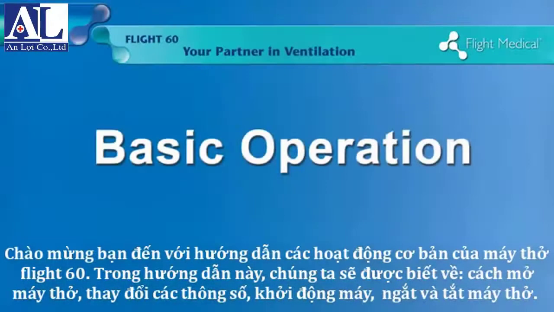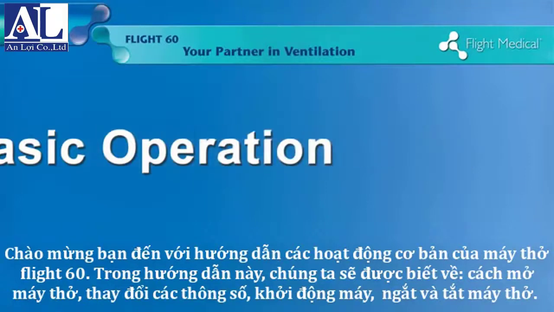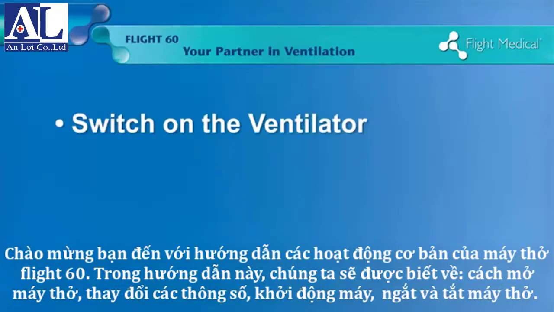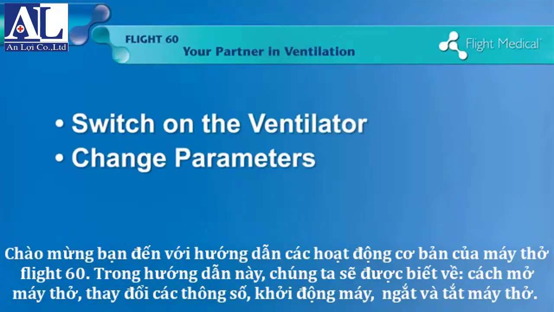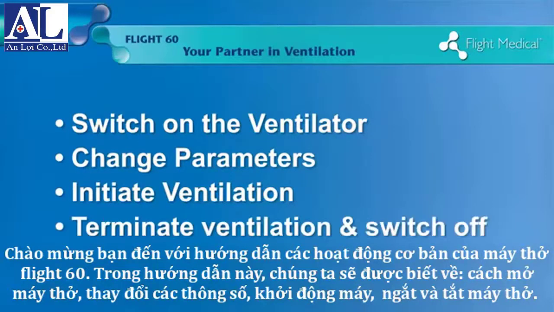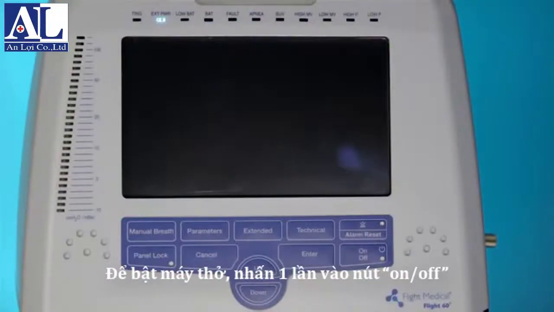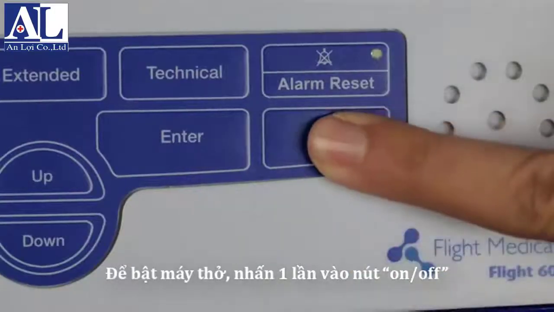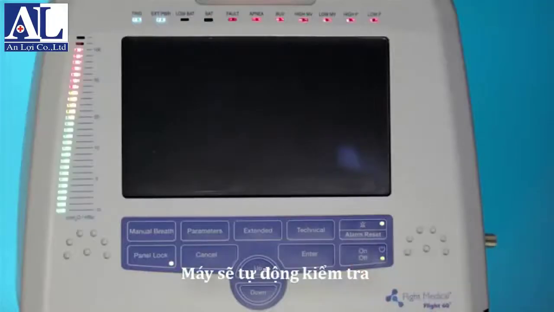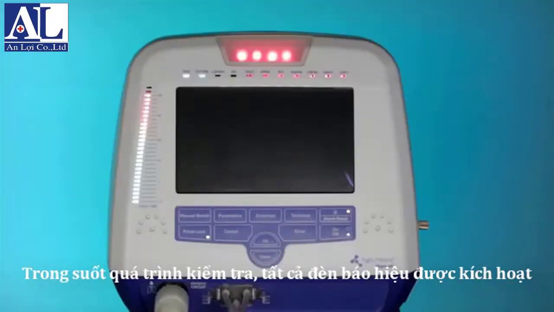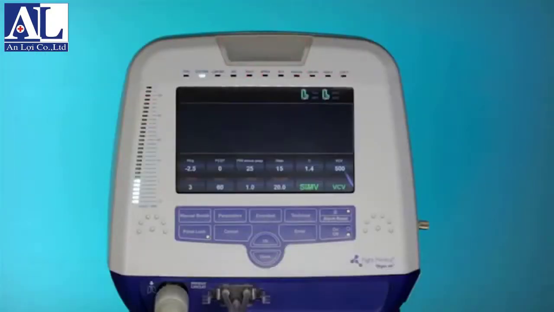Welcome to the Flight 60 Basic Operation Training Module. In this module, we will learn how to switch on the ventilator, change parameters, initiate ventilation, terminate ventilation and switch off. To switch the Flight 60 on, press the on-off button once. A brief self-test is automatically performed. During the test, all lights and LED indicators are illuminated.